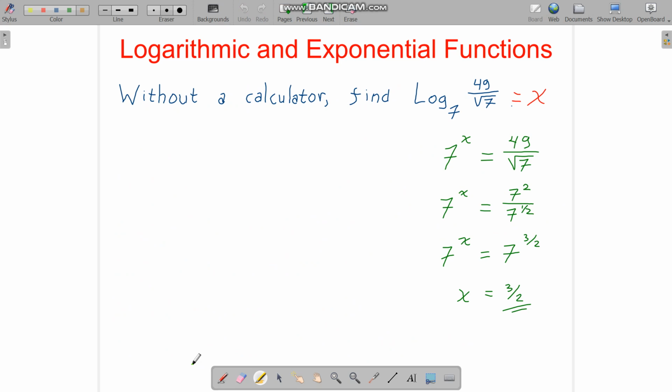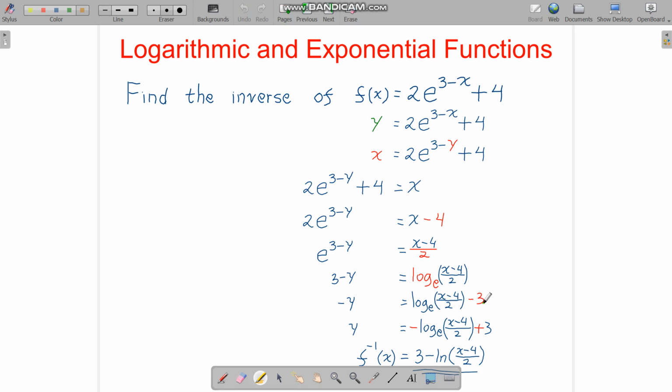Without the calculator, find log 49 over root 7 base 7 equals x. So yeah, the first thing we want to do is just say this is x, and then use the inversion. So we invert the equation here. 7 the base to the power of x, the exponent, equals the argument, and 49 is 7 to the power of 2, root 7 is 7 to the power of 1/2. You divide, so you subtract the powers, and therefore the power here x is 3 over 2, same base, the x must be 3 over 2. If you use your calculator, you get 3 over 2.